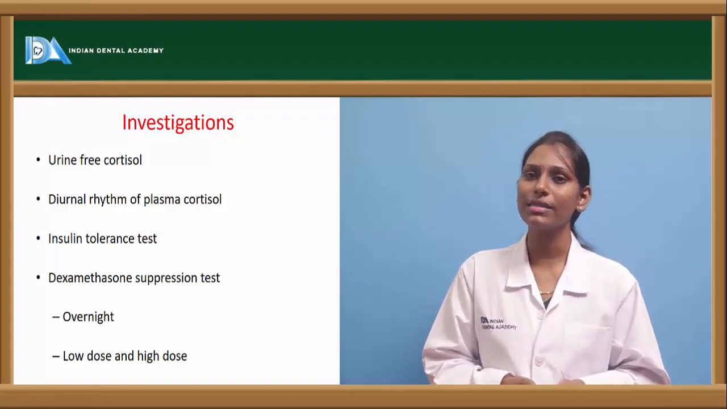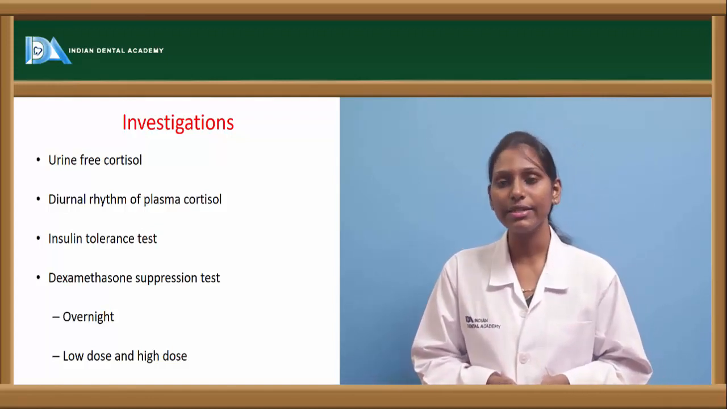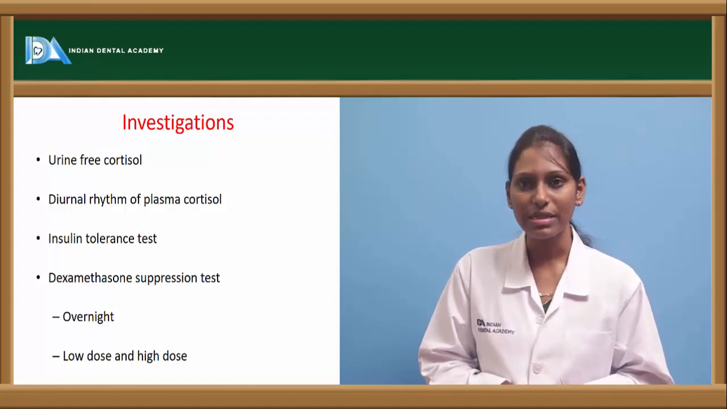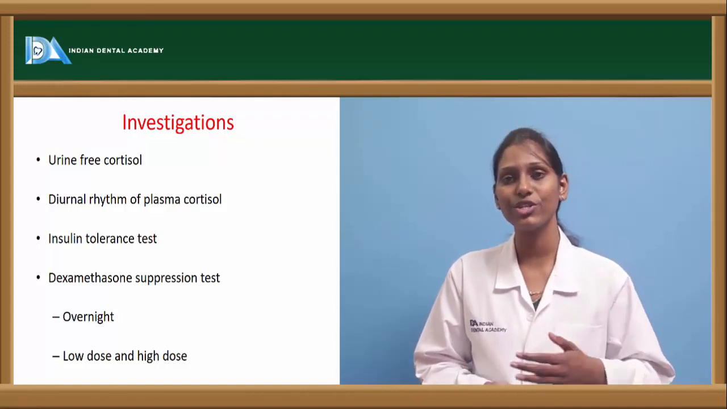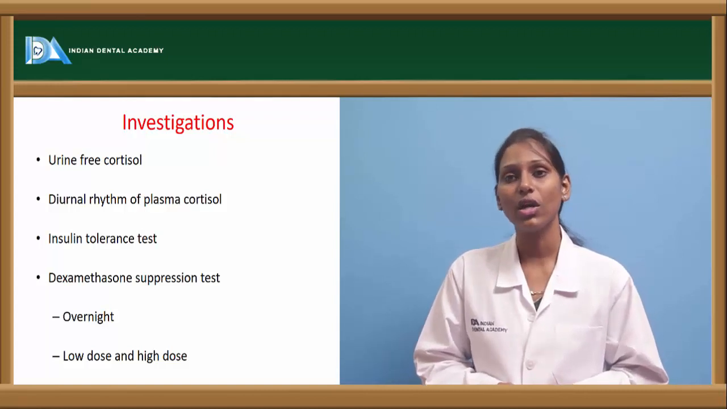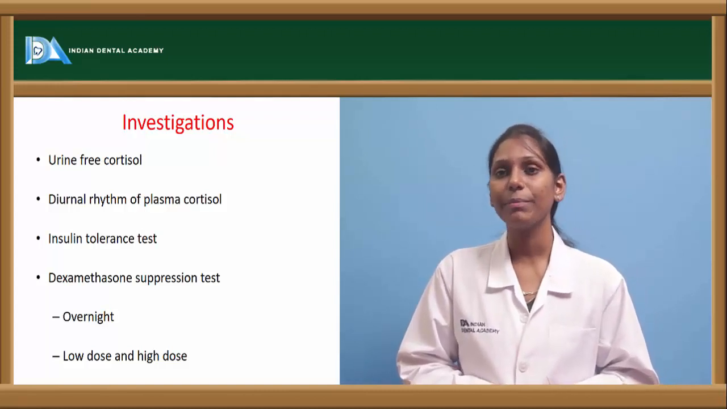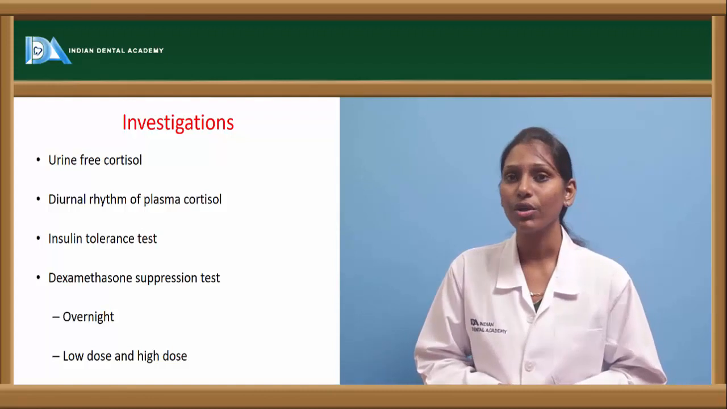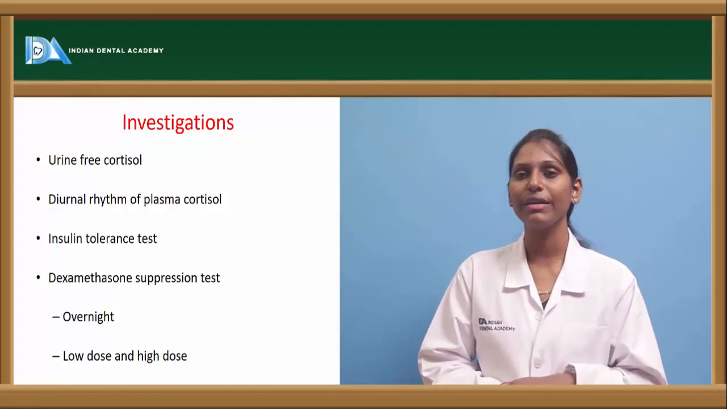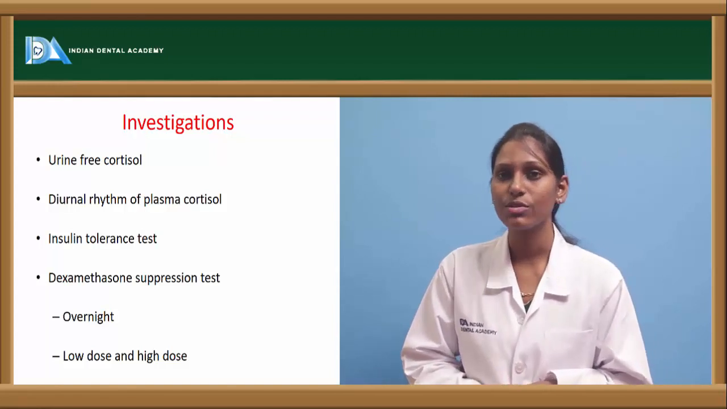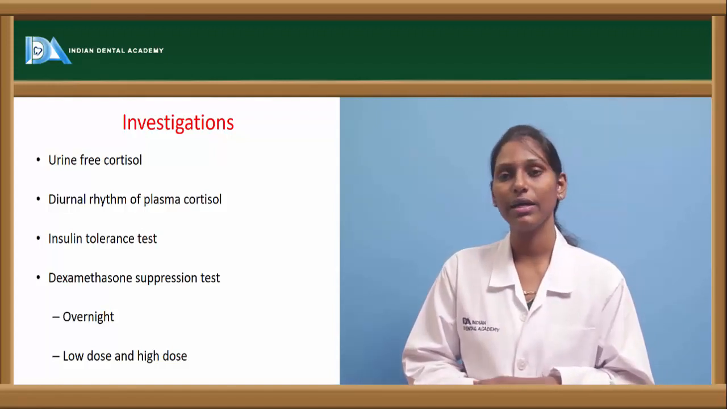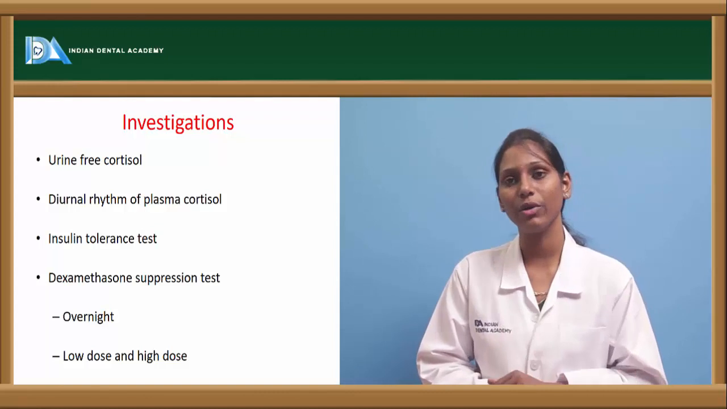We have something called the insulin tolerance test. Insulin tolerance test is a gold standard test, especially for the ACTH axis. In this test, we inject insulin and we check for the hypoglycemic state at 0, 30 minutes, 45 minutes, 60 minutes and so on.